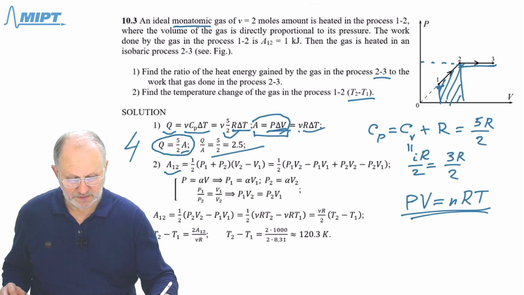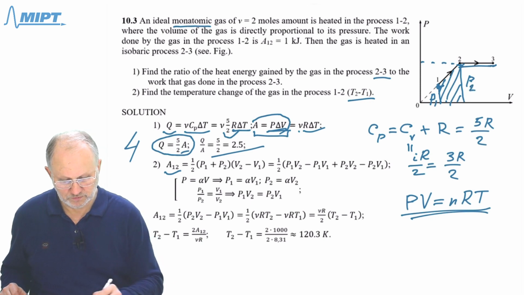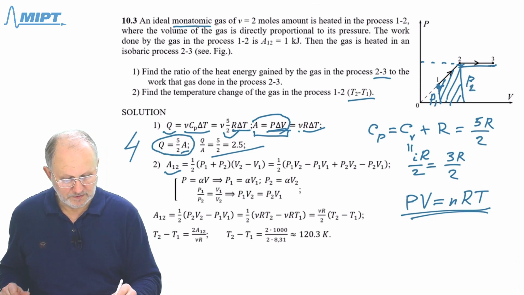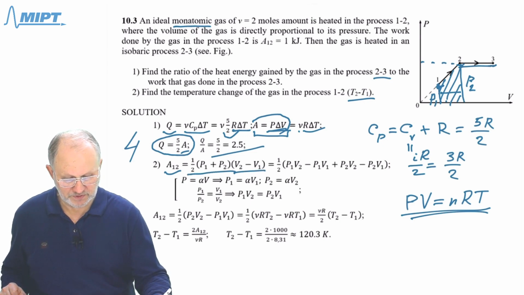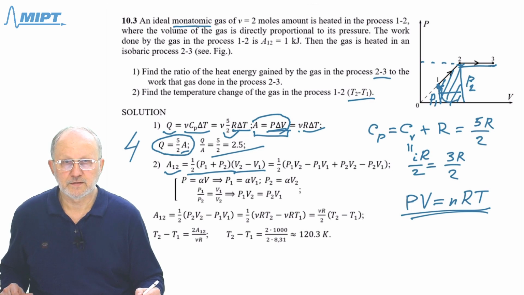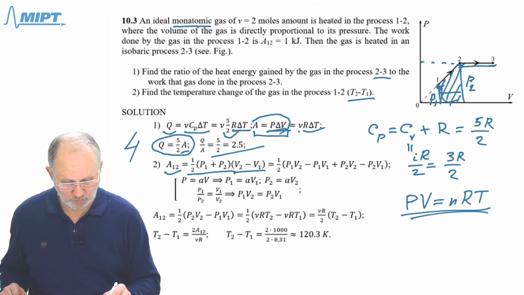and this area can be found as P1, the pressure in point 1, plus P2, the pressure in point 2, multiplied by the height, which is V2 minus V1, and divided by 2. This is the area of this figure. So opening the brackets, we obtain this relationship.